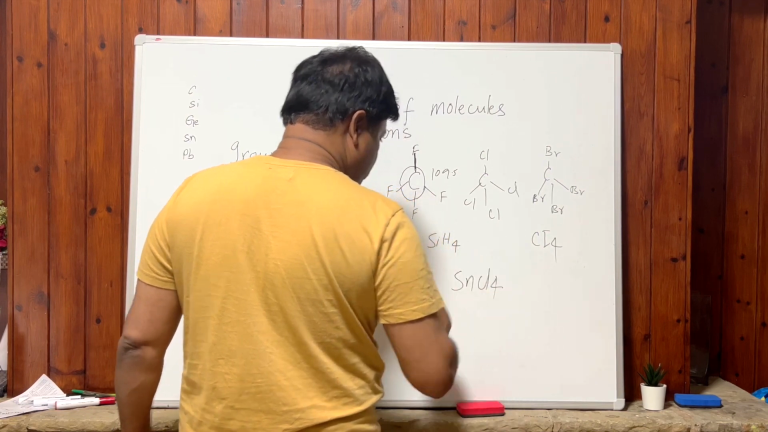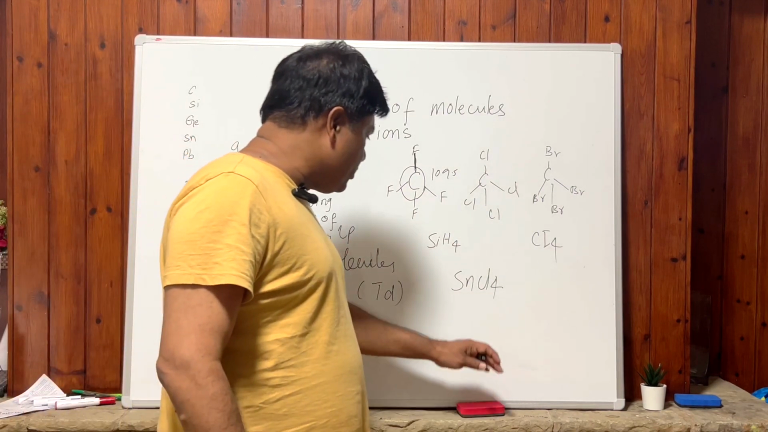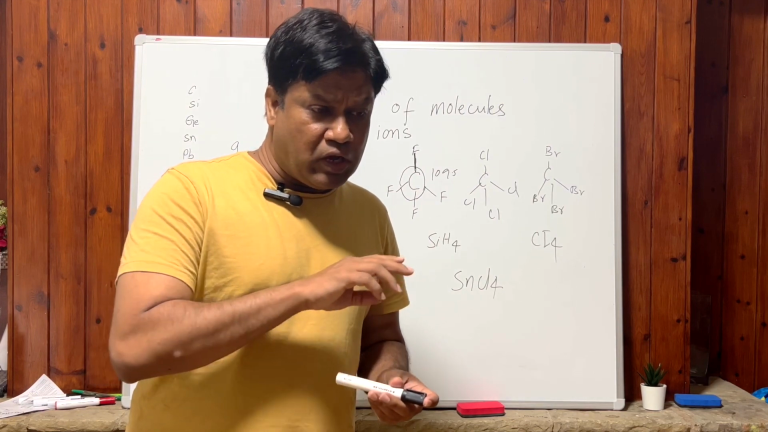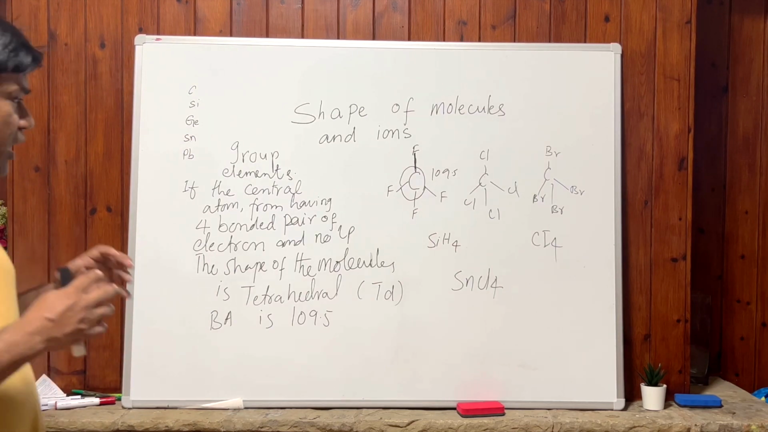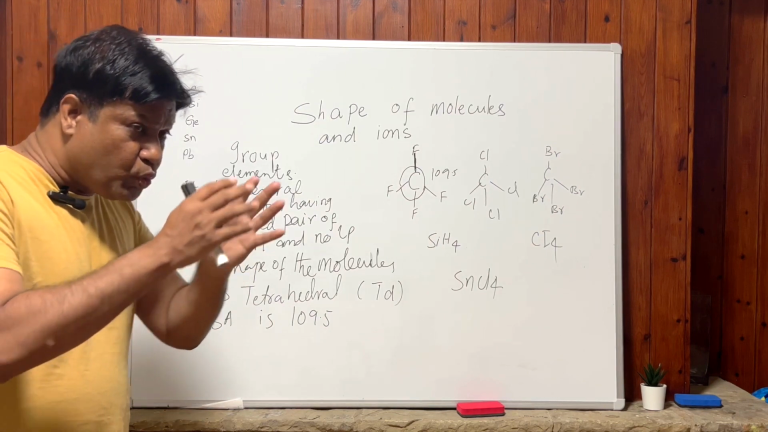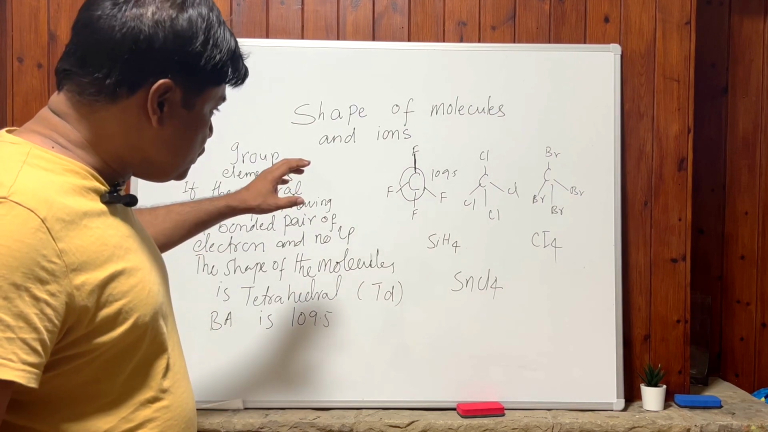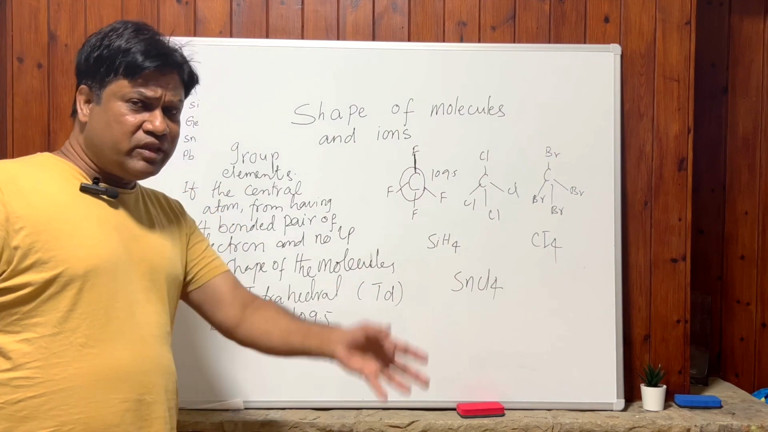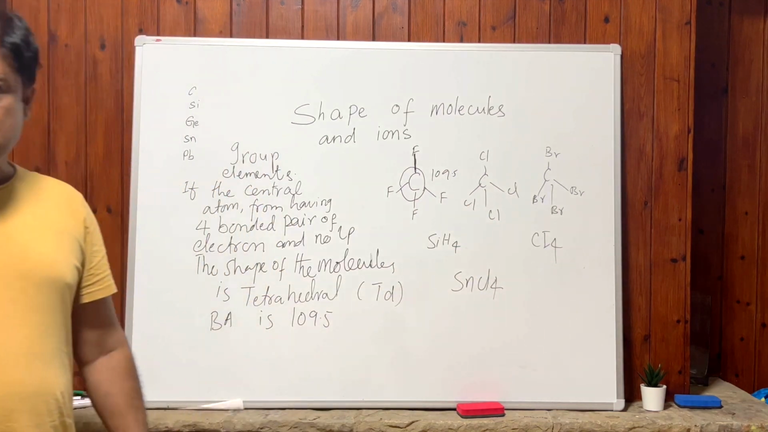SnCl4. What's the bond angle and shape? Tetrahedral, and a bond angle 109.5. Why I was telling you, we are going through the periodic table. So to learn the shape of the molecule, we have to find out which period the central atom belongs to. That's the most important point, and that will help to find out the shape of the molecule. We can't memorize, guys, because in the examination you will get any example based on this shape.